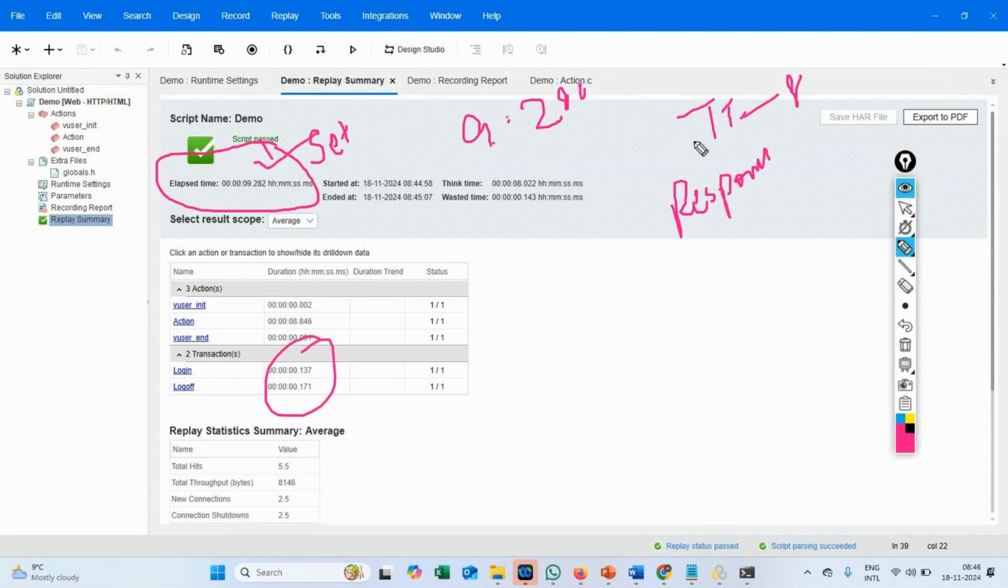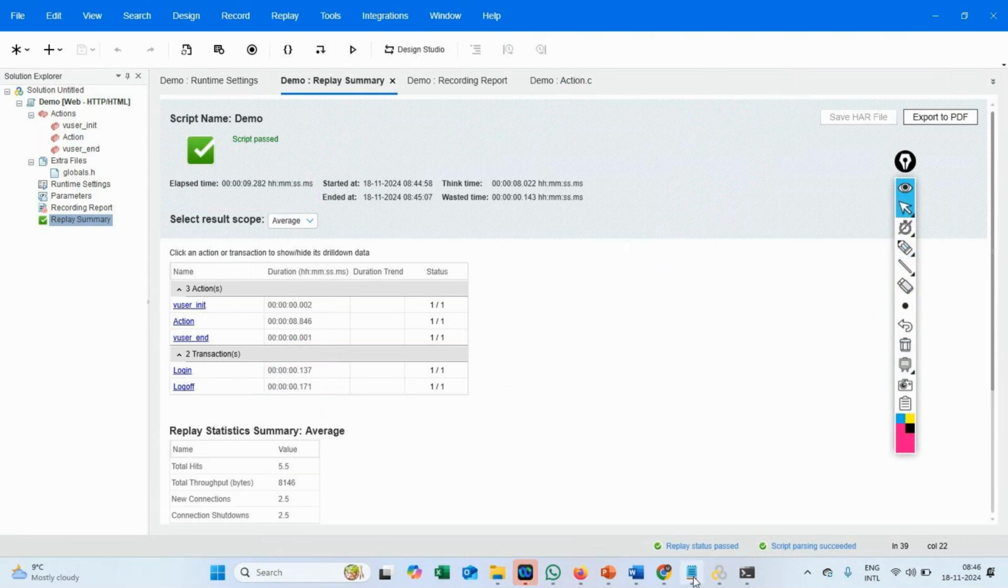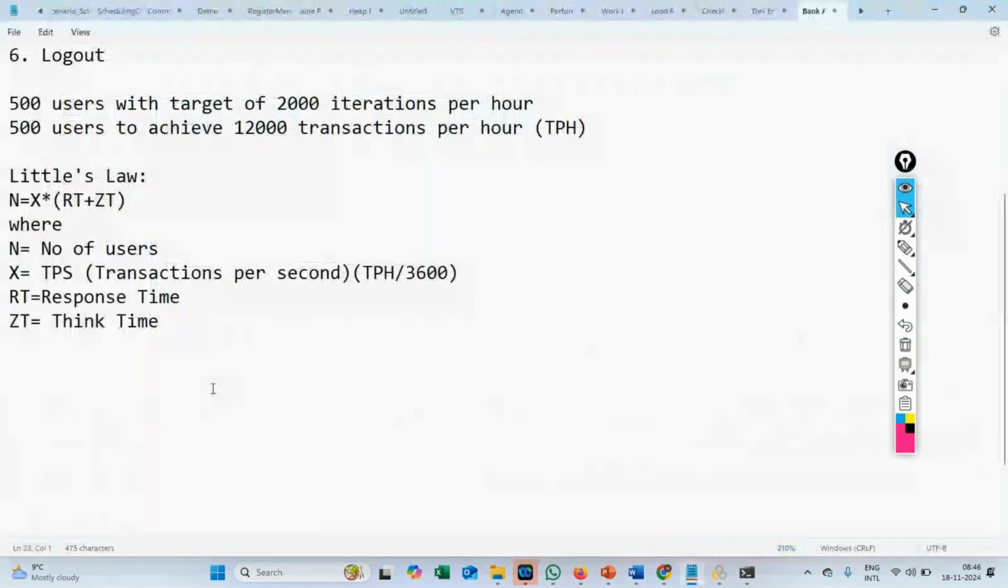From that, if you deduct think time, you get response time. Or the other way, if you add think time plus response time, you get script execution time. So this can be modified to something like this.